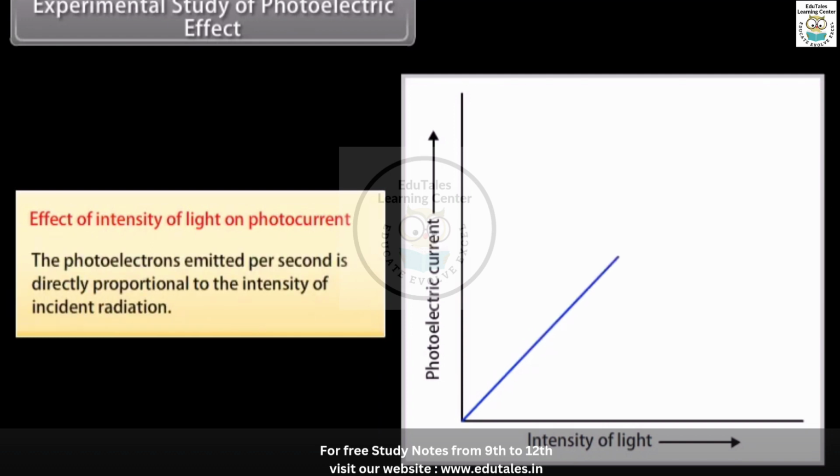Effect of intensity of light on photocurrent. The photoelectrons emitted per second is directly proportional to the intensity of incident radiation.